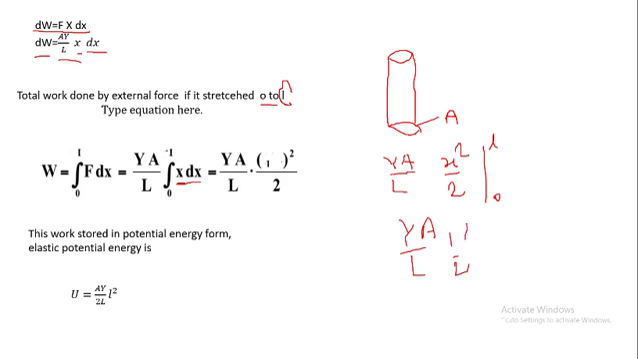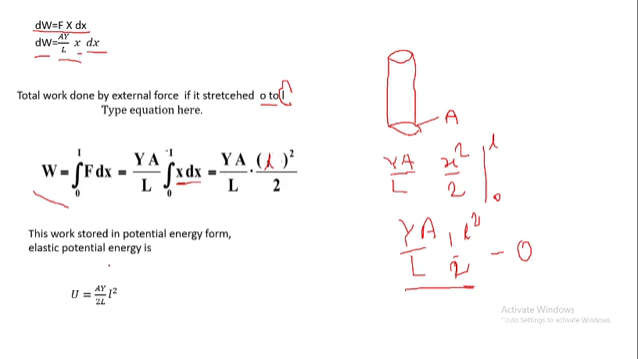At x = L, we get L square. At x = 0, the next term is 0. So we get YA divided by L into L square divided by 2. Here the work done is nothing but YA L square divided by 2L. Now this is the work done during the longitudinal strain.